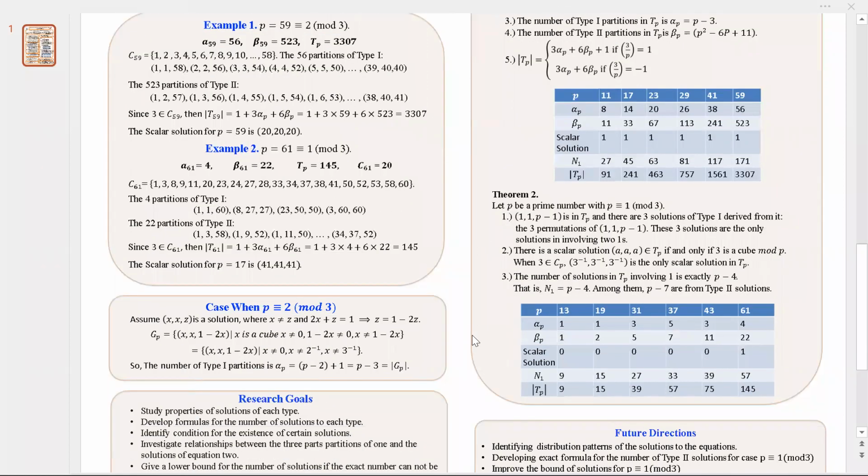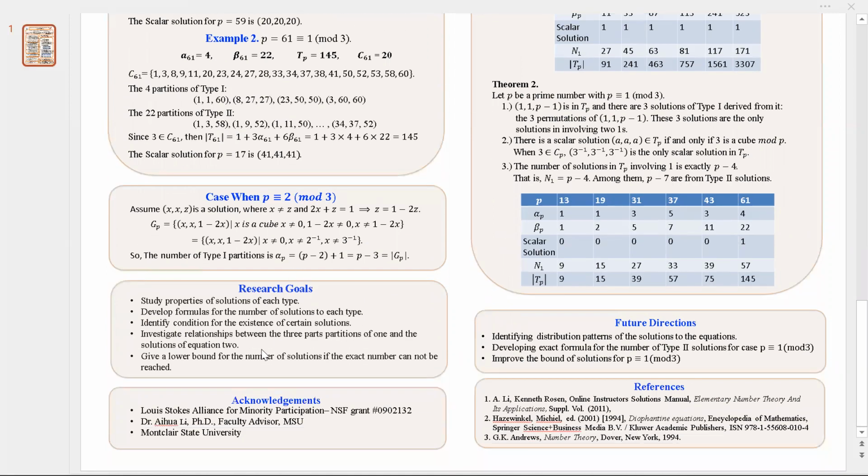In the examples, for example 1, it's the case P is equal to 59, congruent to 2 mod 3. Essentially, in the first row, we focus on alpha P, which is type 1. And as you can see, there are two common numbers, while the third one is distinct. However, the arrangement doesn't really matter because there are 3 permutations to it, so you can switch them around. In the second row, all 3 numbers are distinct, meaning you could move them around more, having a total of 6 permutations.